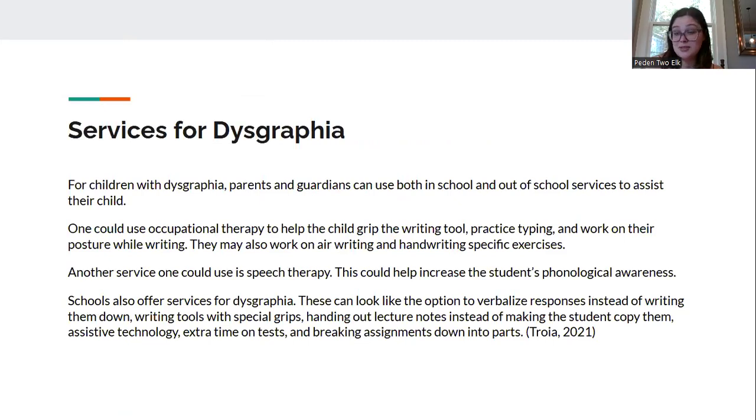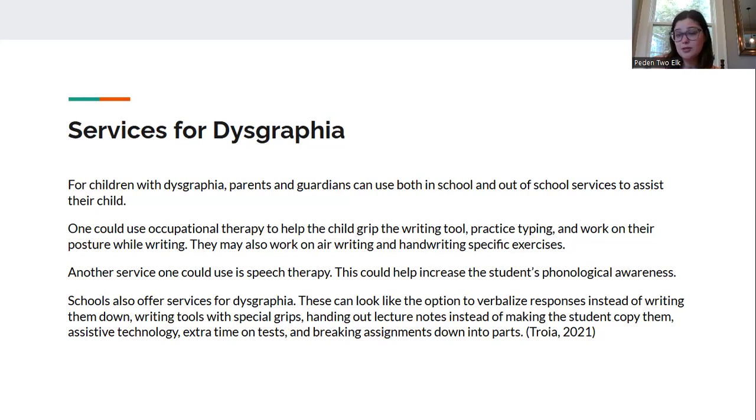So for children with dysgraphia, parents and guardians can use both in-school and out-of-school services to assist their child. They could use occupational therapy, which could help the child with their grip strength when using a writing tool. It would also give them an opportunity to practice typing and work on their posture when they're writing. They could also work on air writing and handwriting specific exercises like that. Another service that people can use is speech therapy, and this would increase a student's phonological awareness.